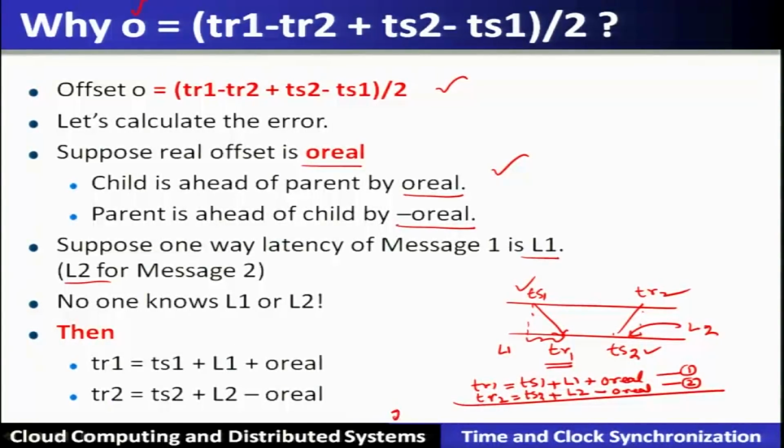Now, we subtract 2 from 1, we will get Tr2 minus Tr1 is equal to Ts2 minus Ts1 plus L2 minus L1, and 2 times minus O real. So, it comes out to be O real is equal to, this will go on the other side, Ts2 minus Ts1 minus Tr2 plus Tr1. This is one factor, plus L2 minus L1, and this will be divided by 2.